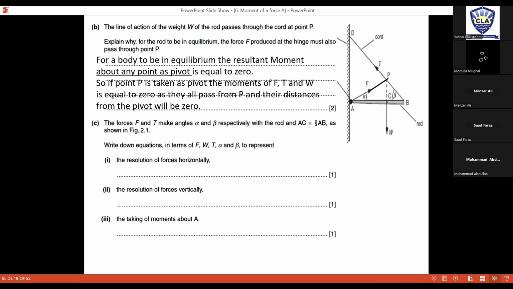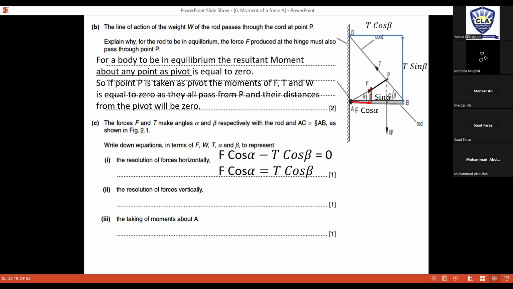Now they ask us to resolve the horizontal forces. We have only two forces which have a horizontal component. One of them is T cos beta and the other one is F cos alpha. F cos alpha is towards the right, T cos beta is towards the left, so they must be equal and opposite. Or if we add them, we should get the answer equal to zero.